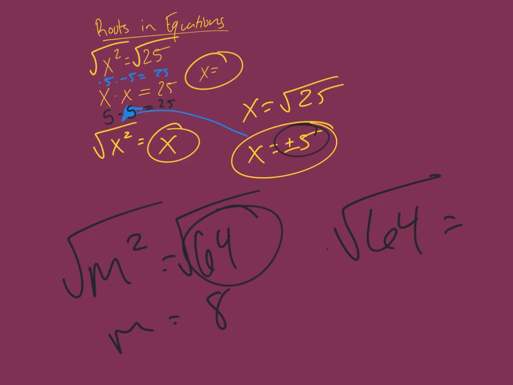So the answer to your final question, a problem listed as y squared is equal to 121, how do you use a root to get an answer? Well, you just take the square root of both sides of the equation, and then you find out what the square root equals, and there's your answer.